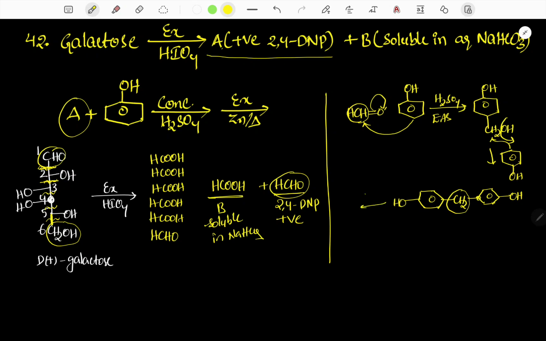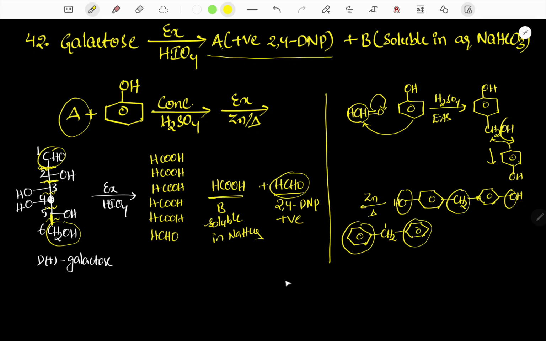Now to this compound we are adding excess of zinc and heat. So we have to remove the oxygen from these two parts, and finally we get the corresponding diphenyl methane, 1,1-diphenyl methane.